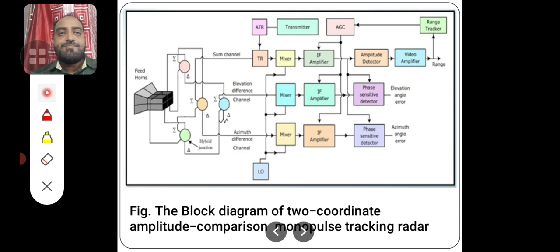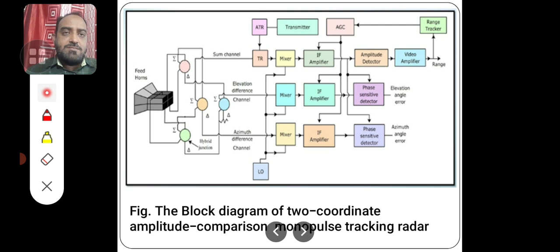Now this is a two coordinate monopulse tracking radar. In this we are using four antennas. Two antennas will scan the elevation error, and two scan the azimuth error. All the four antennas are used to detect elevation error and the azimuth error. I will explain in the coming slide how the antennas help you to get elevation and azimuth error.